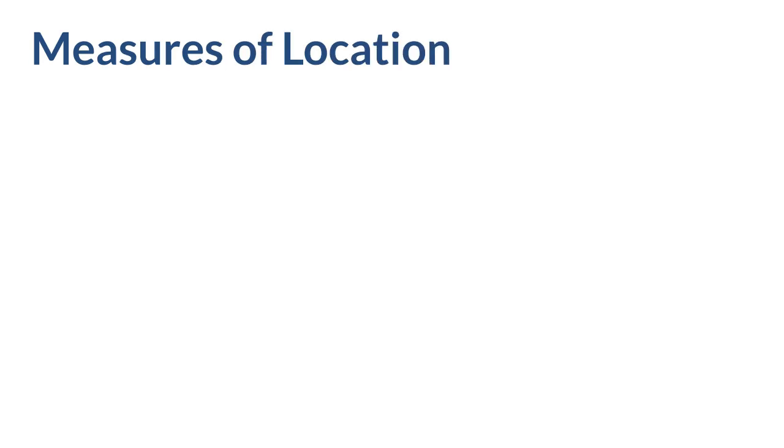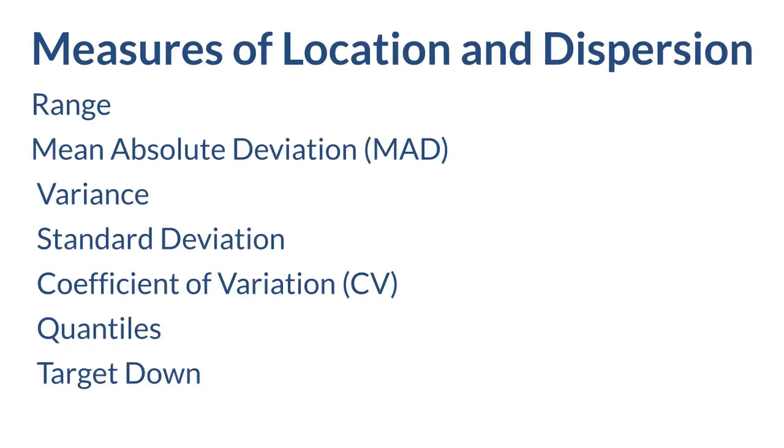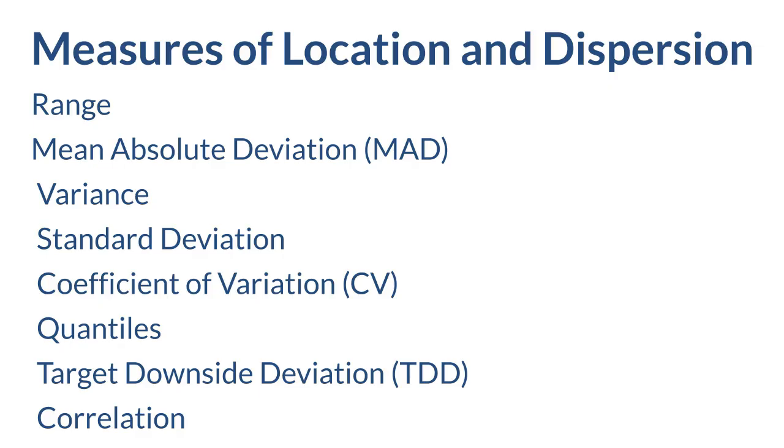Measures of location and dispersion. Range, the difference between the maximum and minimum values in a data set. Mean absolute deviation, MAD, the average of the absolute deviations from the mean, providing insight into data spread. Variance, a measure of how far each data point is from the mean, calculated as the average of squared deviations. Standard deviation, the square root of variance, offering a more interpretable measure of dispersion in the same units as the data. Coefficient of variation, CV, a standardized measure of dispersion, calculated as the ratio of the standard deviation to the mean, useful for comparing the relative risk of different data sets.